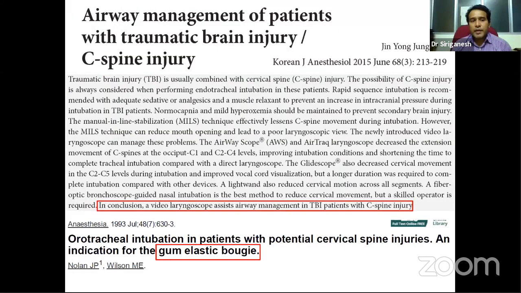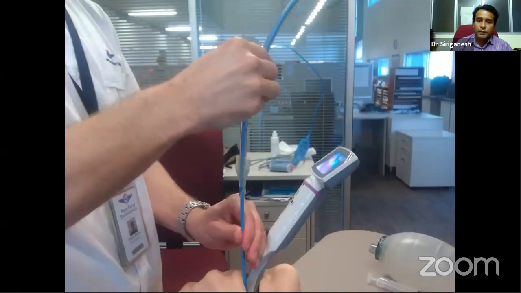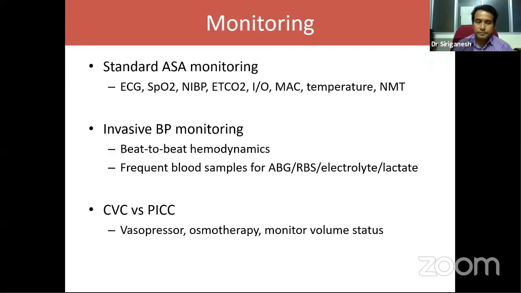And patients with TBI and cervical spine injury is quite common. About 10% of the patients have cervical spine injury. So as I mentioned earlier, video laryngoscope may be a better option. Along with that, gum elastic bougie, if you use it, is commonly available. These two simple techniques can prevent significant movement of the cervical spine and facilitate quick intubation in patients with traumatic brain injury and associated cervical spine injury.